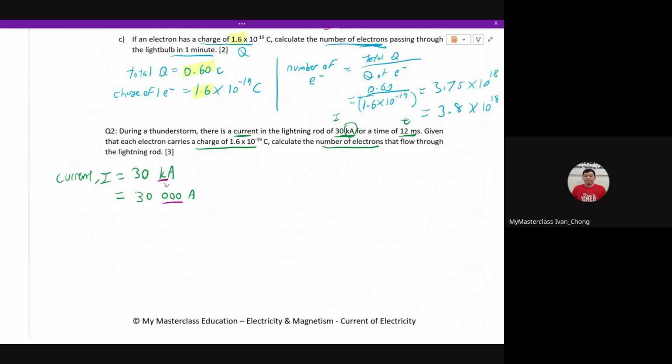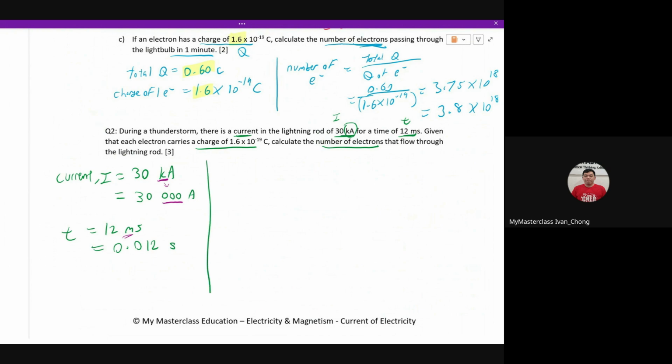Then next, you have your time, right? And this is 12 milliseconds. So 12 milliseconds is divided by 1000 or times 10 to the power minus 3. So you end up with 0.012 seconds. So do take note of the milli itself. Okay. So we have this.